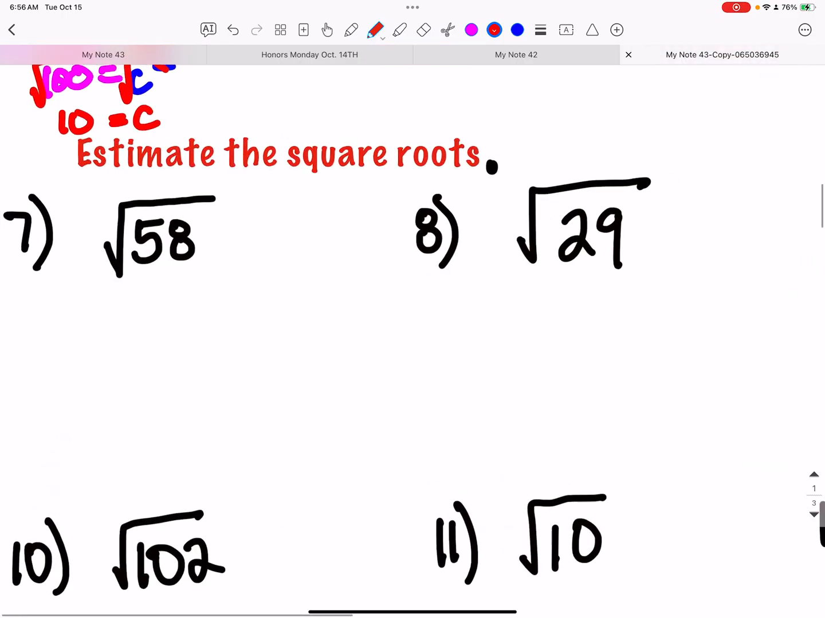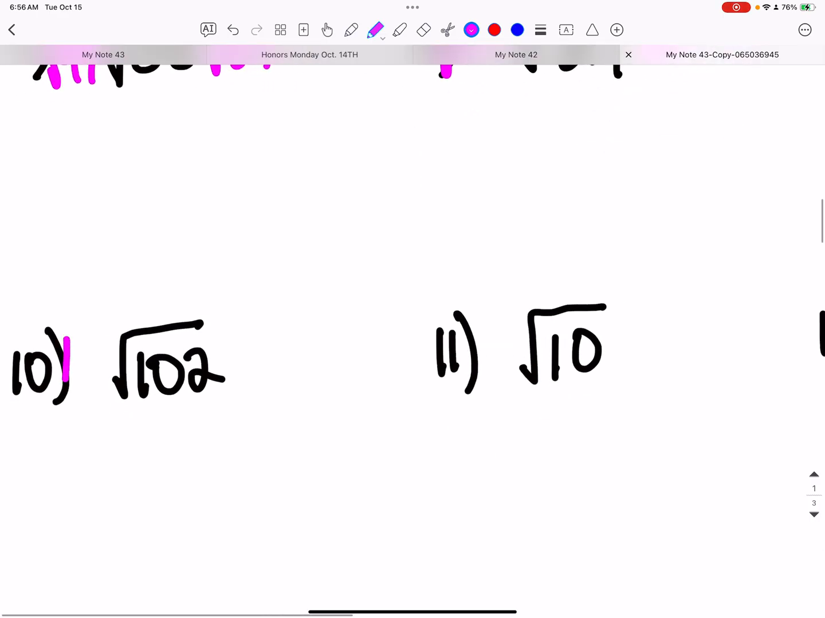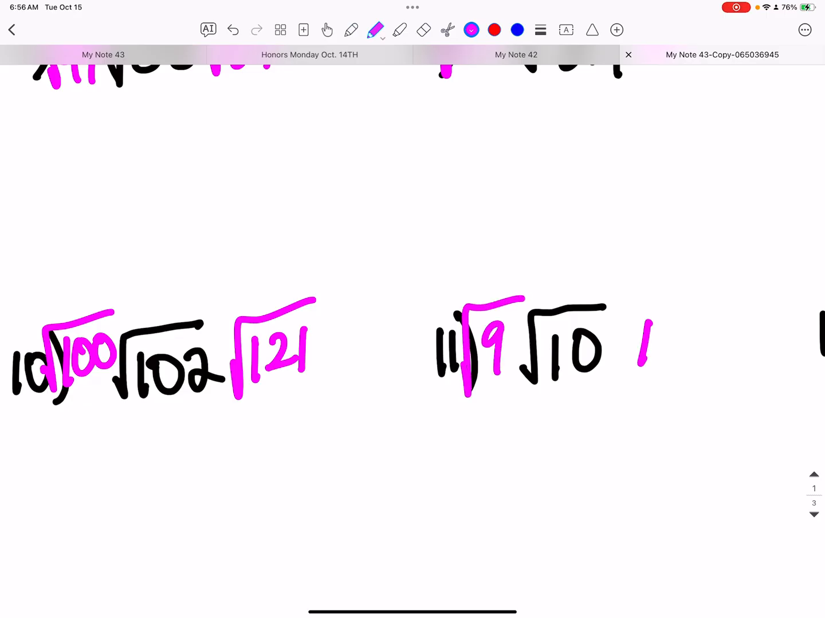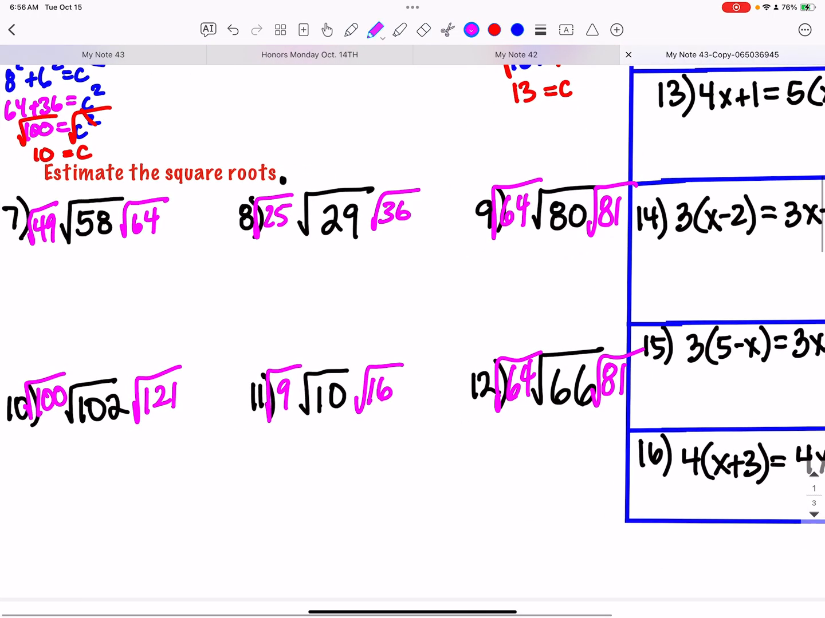Okay, let's see, 7. Estimate the square roots. We've got to put them between pink numbers. 49 and 64. Let's see, 25 and 36. 100 and 121. This is between 9 and 16. This is between 81 on this side and 64 on this side. This is between 64 and 81. Okay, so we know what they're between.